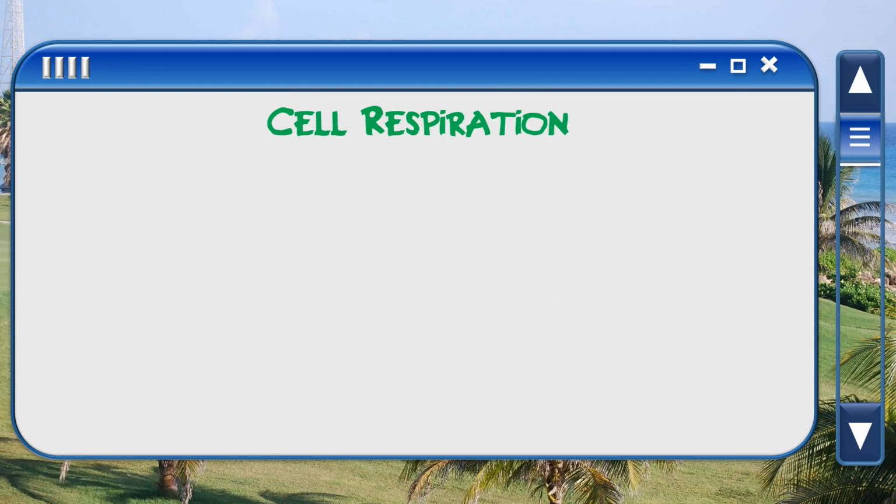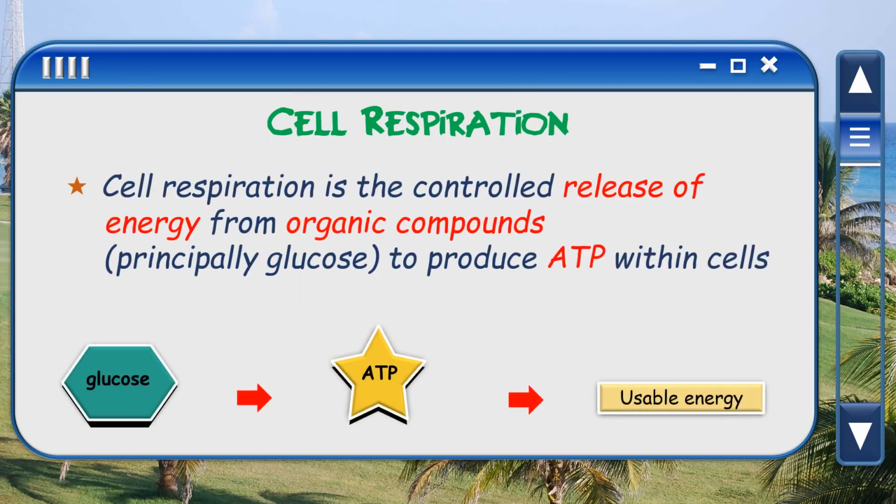Cell respiration. Cell respiration is the controlled release of energy from organic compounds, principally glucose, to produce ATP within the cell. That's what we call cell respiration: the release of energy from organic compounds. The organic compound is usually glucose, and we end up producing ATP within the cell.